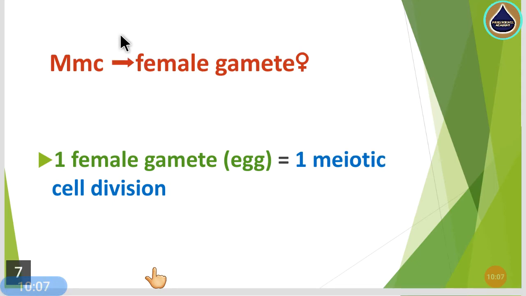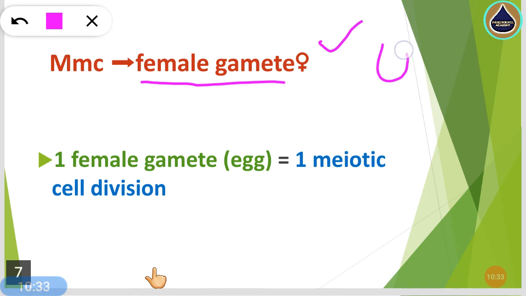Now we'll see how many cell divisions are needed for the formation of the female gamete. As we have seen in the male gamete formation, one meiosis cell division is needed for the 4 pollen grains, means for the four male gametes formation from the PMC, pollen mother cell. Now we'll see how this female gamete is formed. This is the symbol of femaleness. It is indicated by this sign in science, in the medical field.